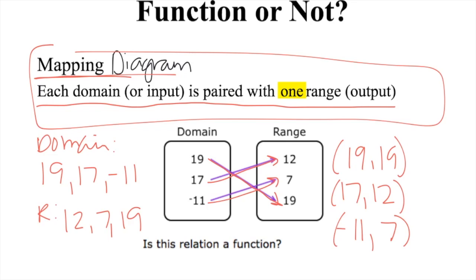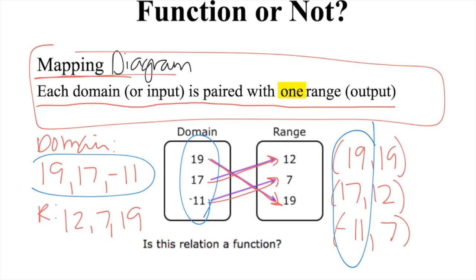And what you want to look for is that there are no repeating domains. So none of my domains repeat. They're all unique. Now, let's say if 19 mapped to 2 numbers, 19 would be written twice in my list. 19 would be written twice in my ordered pair. Okay. But it's not.